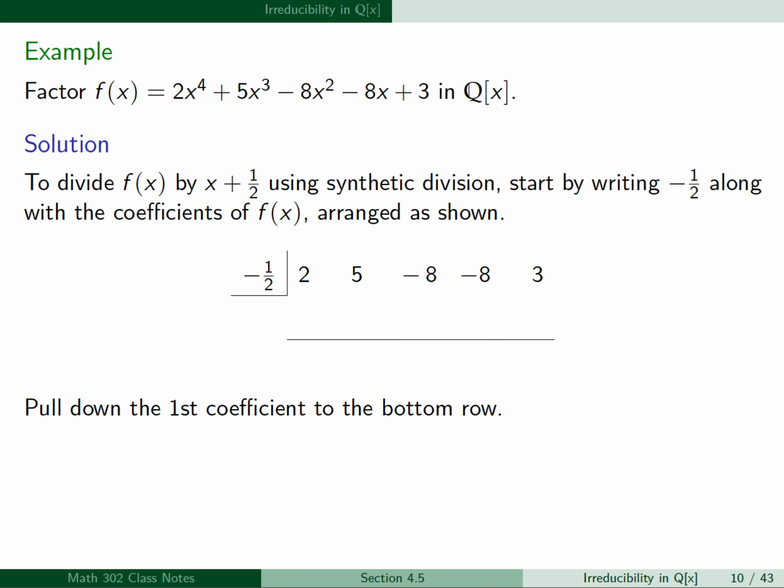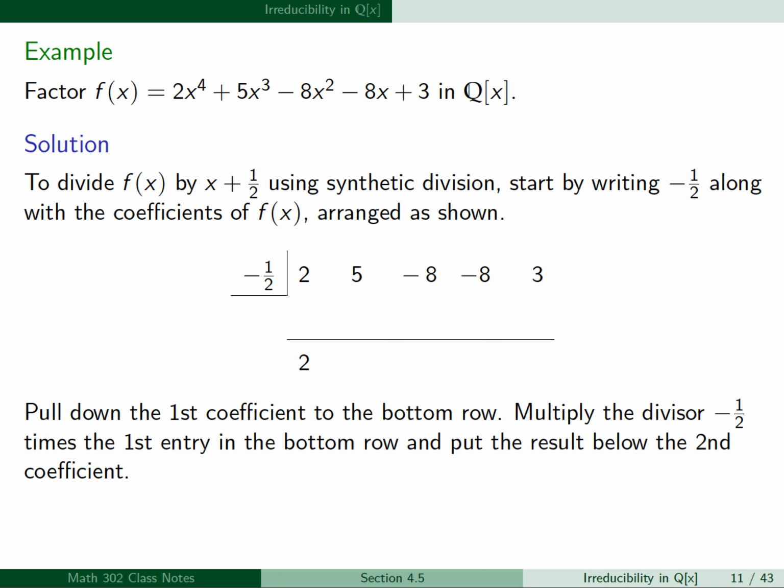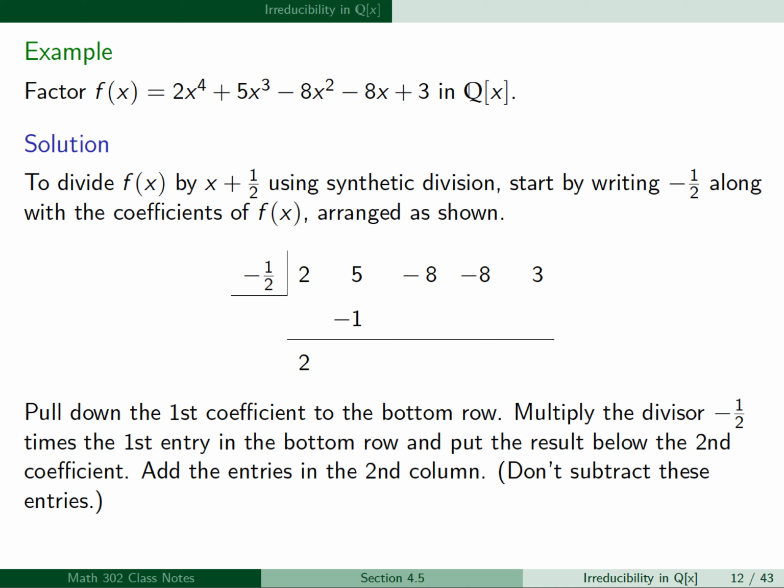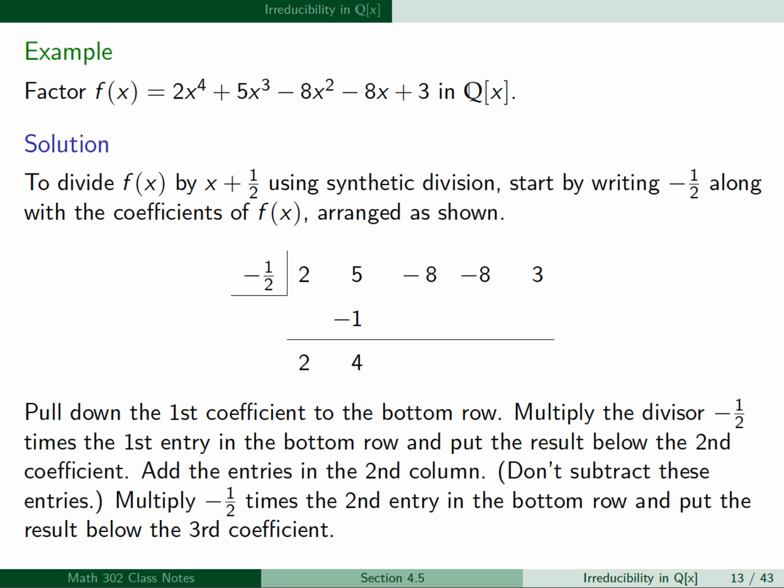We start by pulling down the first coefficient to the bottom row, so we'll pull the 2 down. Multiply the divisor, minus 1/2, times the first entry in the bottom row, and we'll put the result below the second coefficient. So minus 1/2 times 2 is minus 1. And then we add the entries in the second column. Now, very important, don't subtract these entries. We're going to add, so we obtain a 4. Then we'll multiply minus 1/2 times the second entry in the bottom row and put the result below the third coefficient. So minus 1/2 times 4 is minus 2.